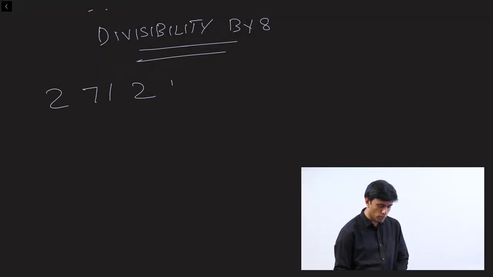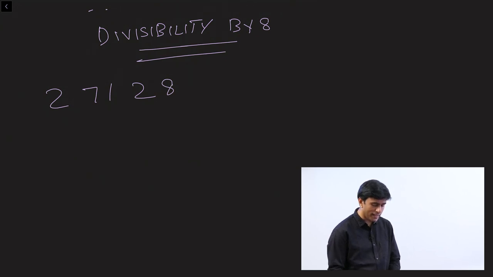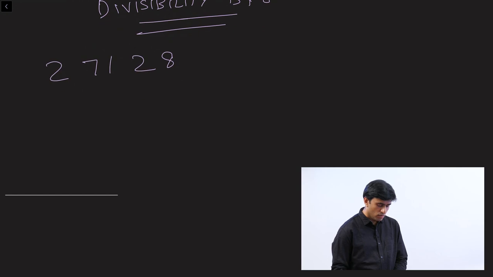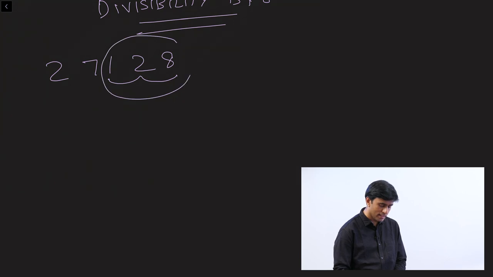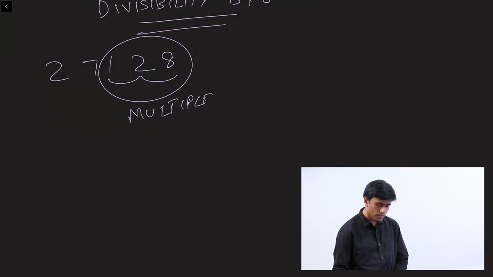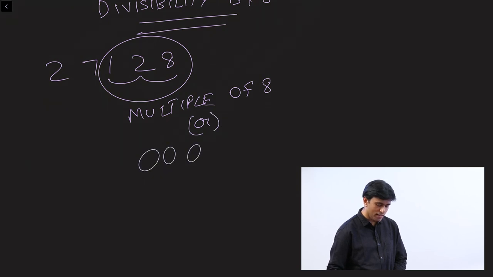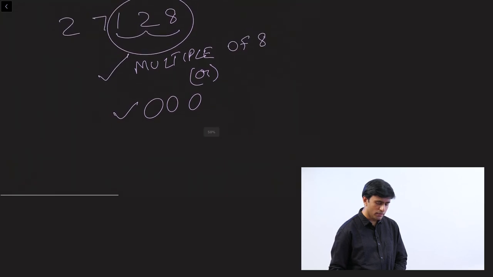Let's do the next divisibility test. Let's see if a number is divisible by 8. 27128. Is this number divisible by 8? So, to see if a number is divisible by 8, you need to check the last three digits. If the last three digits are a multiple of 8 or if the last three digits are 0, 0, 0, then we can say that the number is divisible by 8.